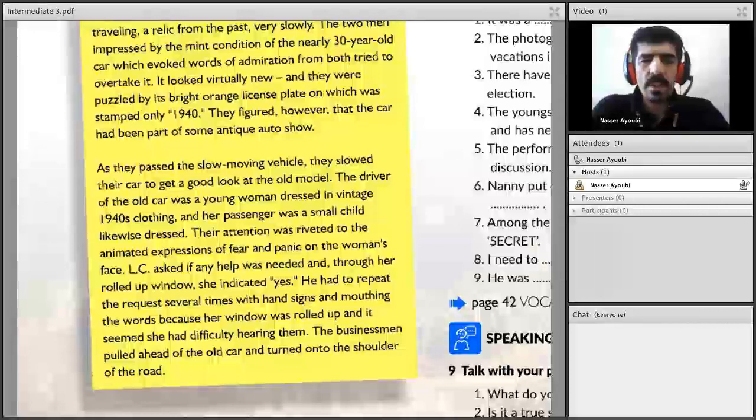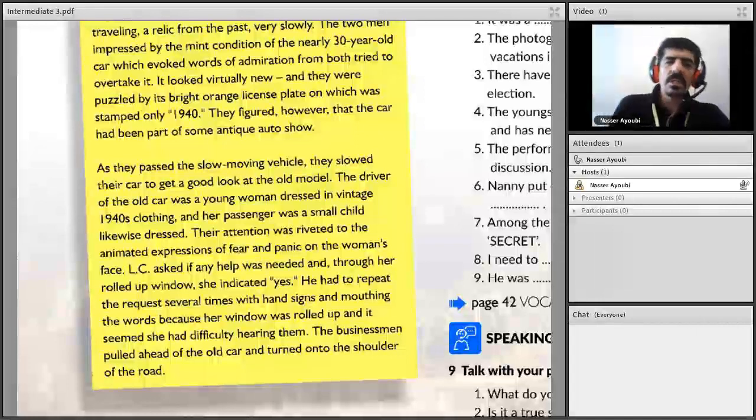To get a good look means to look at the old model well. The driver of the old car was a young woman dressed in vintage 1940s clothing, and her passenger was a small child likewise dressed. Vintage means old but beautiful.